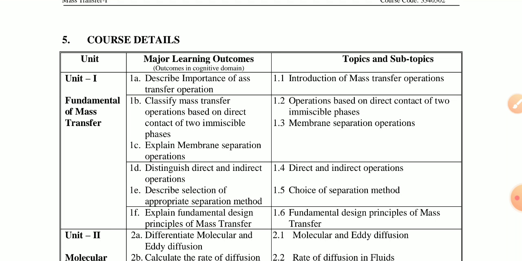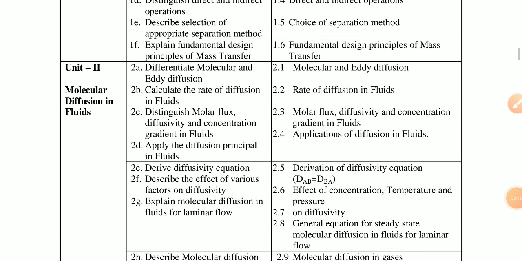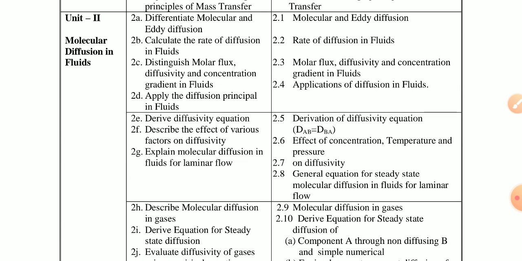Then after that we will see direct and indirect contact operations. Then describe the selection of an appropriate separation method. There are 4 to 5 points that we will see. Then introduction to mass transfer. Then the operation based on the direct contact of 2 immiscible phases, membrane separation operations, direct and indirect operations, choice of separation method, and the fundamental design principle of mass transfer operations. Okay, that is the total of unit 1 of the overall subject.